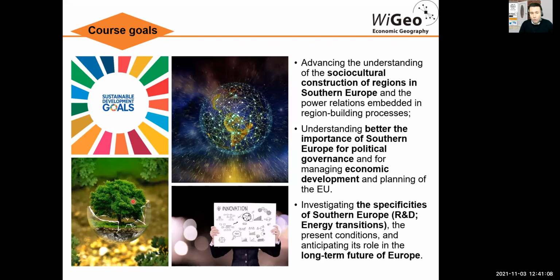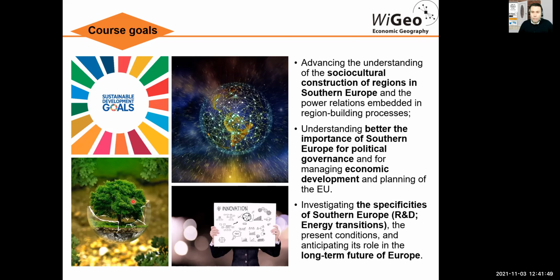So the goal, again, is advancing our understanding of the social and cultural construction of the regions of Southern Europe. This has to do with power relations, understanding how they came to be in terms of regional identity, and whether they hold that regional identity on cultural elements or more on political arrangements. The goal is also to understand better the importance of Southern Europe in the context of the European Union, and then step a little further on what is going on these days in investigating the specificities of Southern Europe in terms of research and development, sustainability transitions, and operationalization of the Sustainable Development Goals, for example.